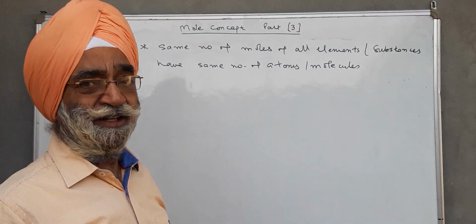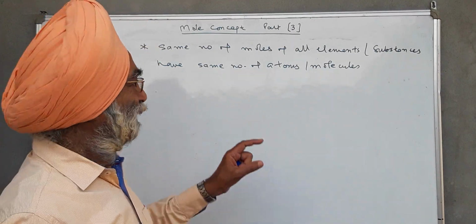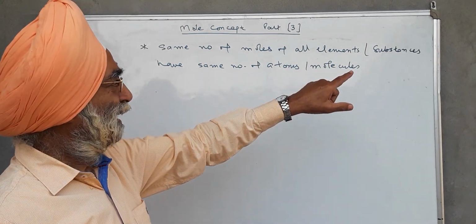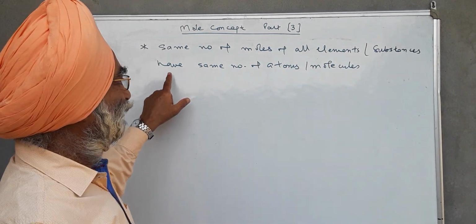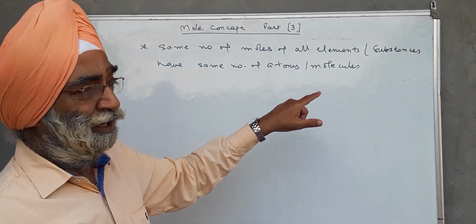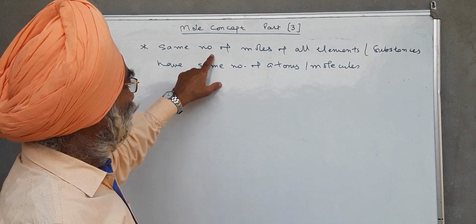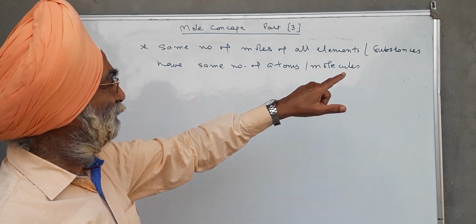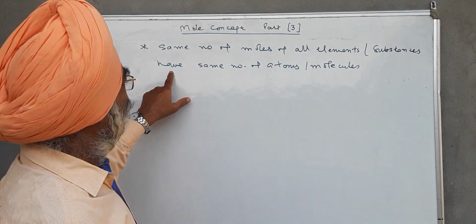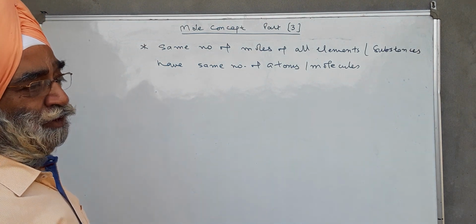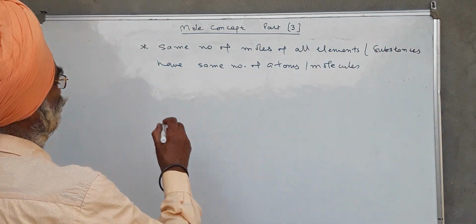We rejected the concept last time that same number of grams of all elements and substances cannot have same number of atoms or molecules with examples. Now, this is the next stage. Same number of moles of all elements and substances will definitely have same number of atoms or molecules. We discuss it with an example.